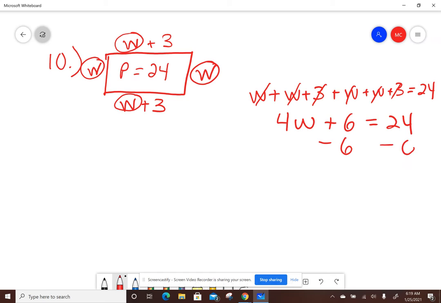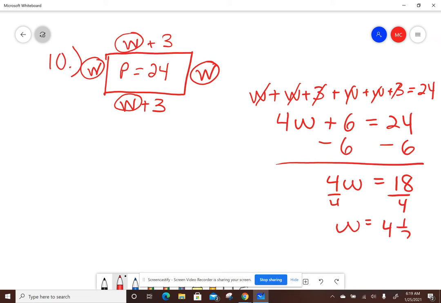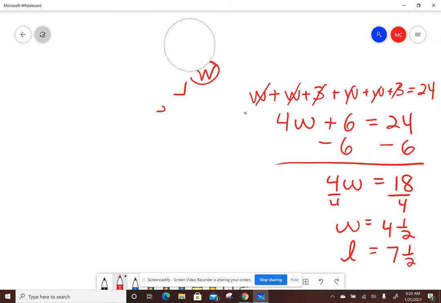Now, minus 6, we get 4W equals 18. Divide by 4, divide by 4. W equals 9/2 or 4.5. And if W is 4.5, the length is 3 more than that, so it's 7.5. Okay, so again, instead of me actually saying let W equal width, I just show it by putting it on the diagram.